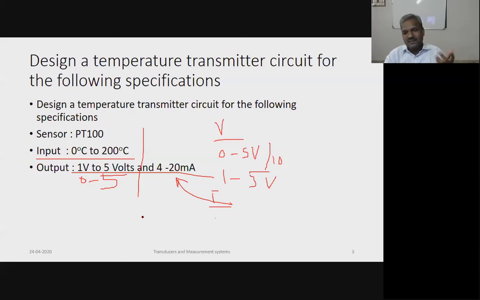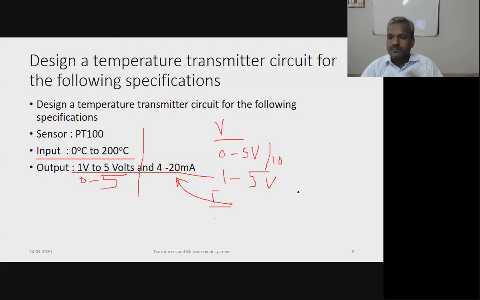Similarly, pneumatic signal: a few years back, some 2 decades back, our instrumentation systems in industry used 3 to 15 psi. Pneumatic signal 3 to 15 psi. This is the pneumatic signal we are using in the industries. Okay, 3 to 15. So the standard instrumentation voltage signal is 1 to 5 volt, the standard instrumentation current signal is 4 to 20 milliampere, and the standard pneumatic signal is 3 to 15 psi.